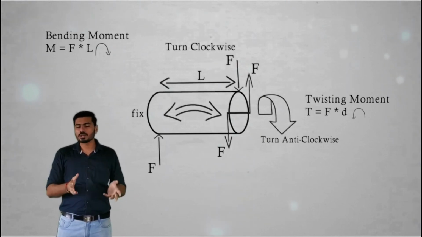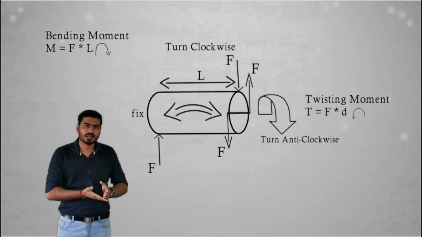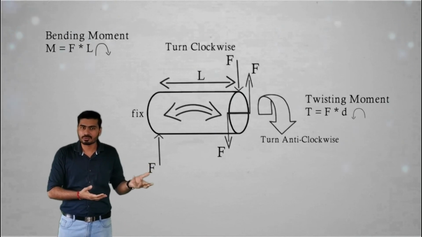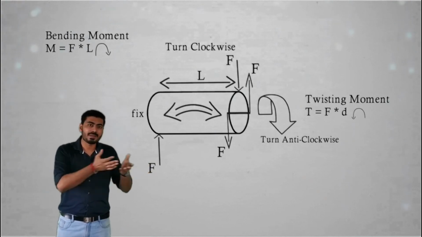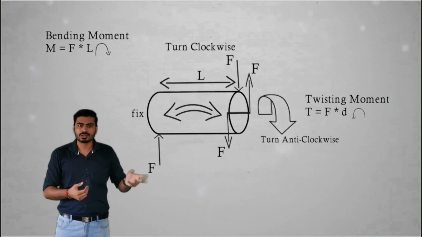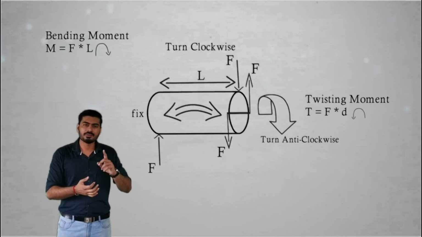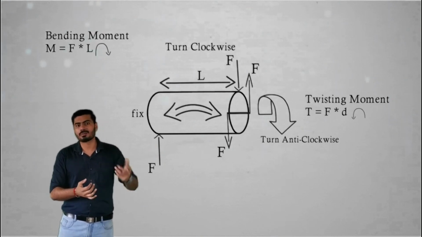Okay, so in this particular lecture, we have seen the difference between moment and couple, and we have seen two different types of moment, that is twisting moment and bending moment, and their effects in the particular working condition. We will identify the stresses in the upcoming lecture.